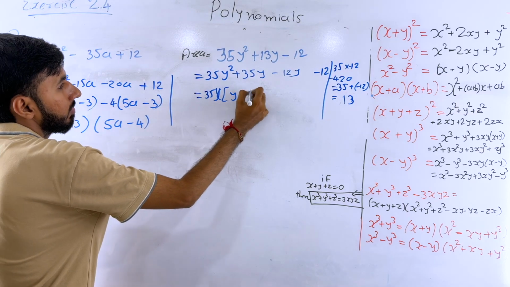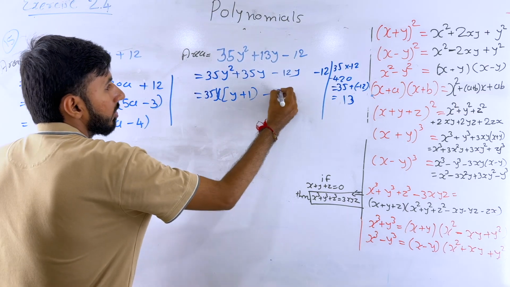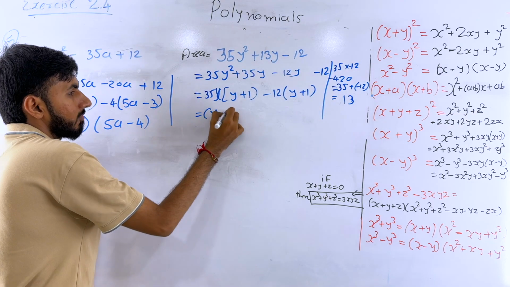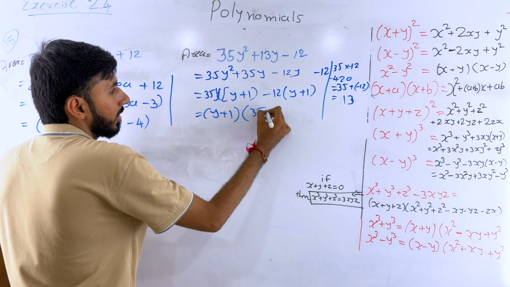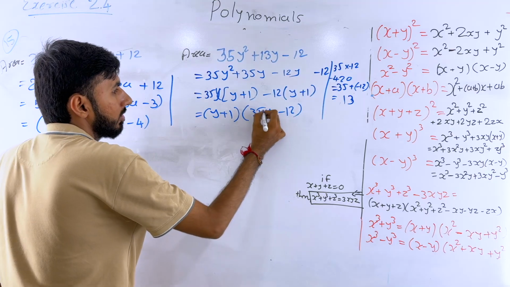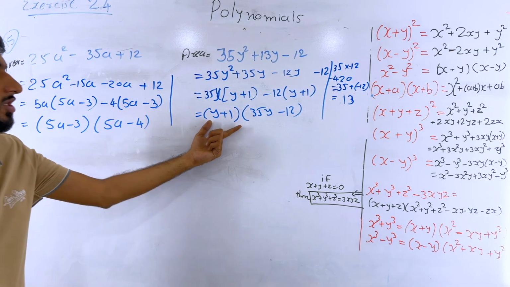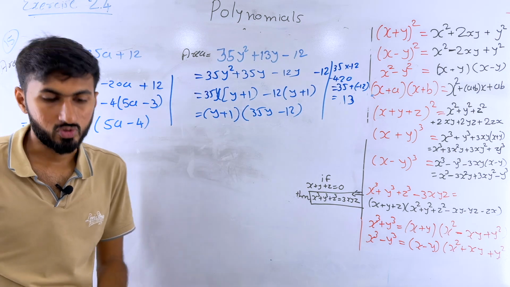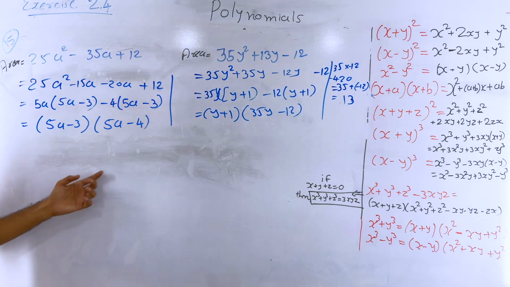In the bracket I will write 35 plus 1. From the second bracket I can take out common minus 12. So in the bracket I will write y plus 1. Take y plus 1 as common. In the bracket I can write 35 minus 12. So this can be length and this can be breadth, and vice versa, right? So it is your question number 15.